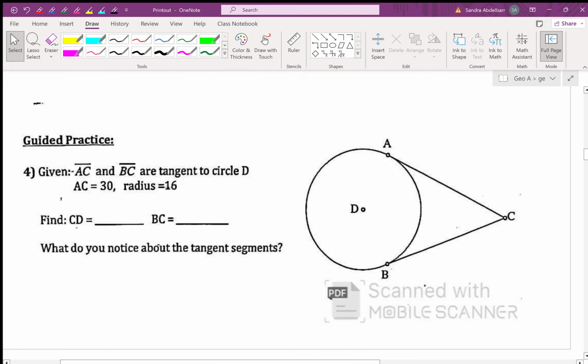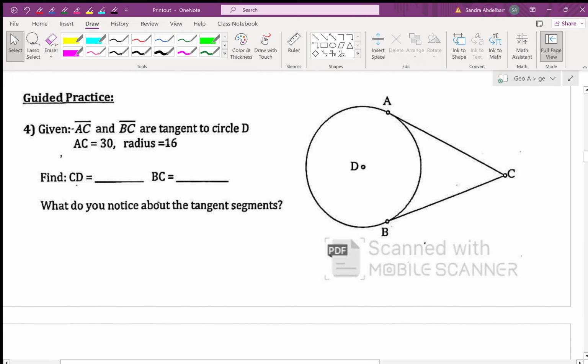All right, let's do something different. Given AC and BC are tangent to circle D, that means AC is only going to touch circle one time and CB is only going to touch that circle one time, even though it doesn't really look that way. Right? AC is 30. The radius is 16. All right, so we want to find CD. So I'm going to draw CD.